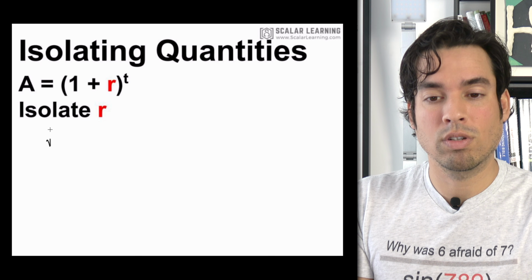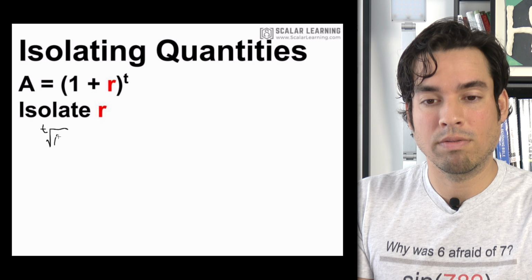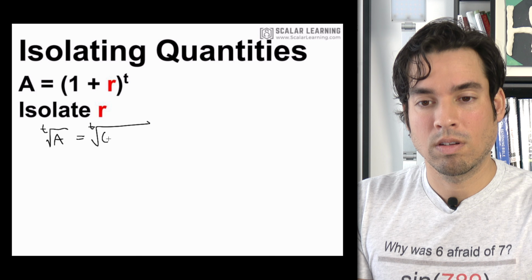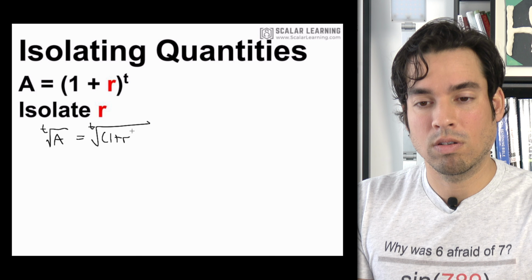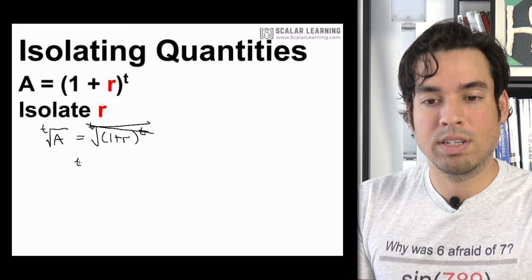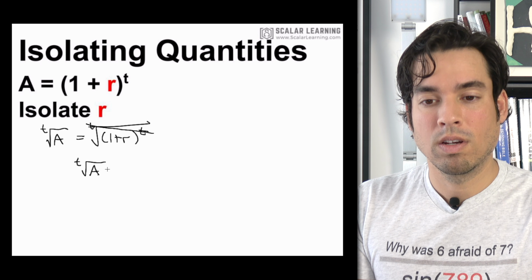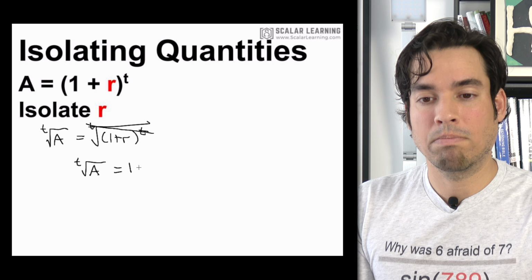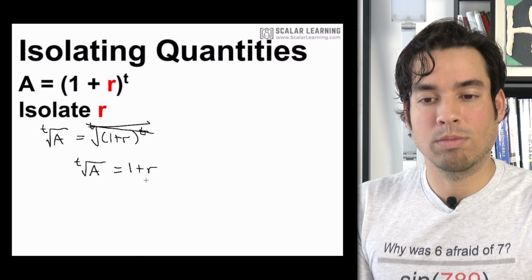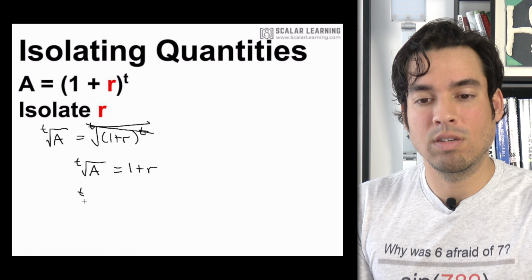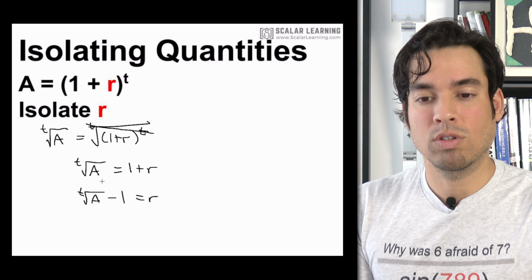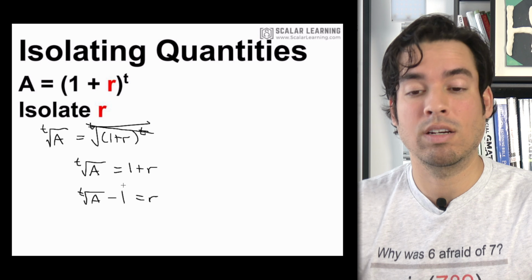Taking the t root. So for example, I'm going to take the t root of a and the t root of 1 plus r to the t power. These cancel out. Now I have the t root of a equals 1 plus r. Last but not least, I need to get rid of that 1, so I'm going to subtract 1 from both sides, so we could say the t root of a minus 1 equals r, and we have successfully isolated r.